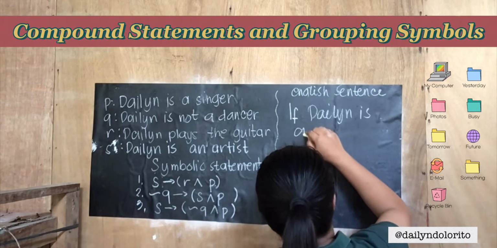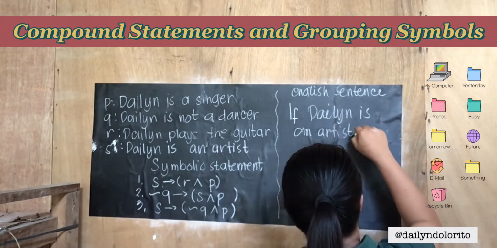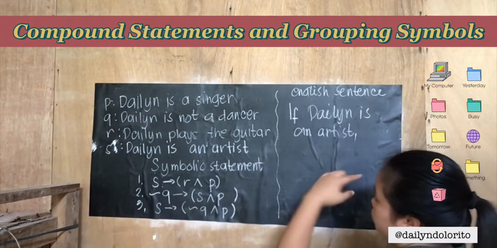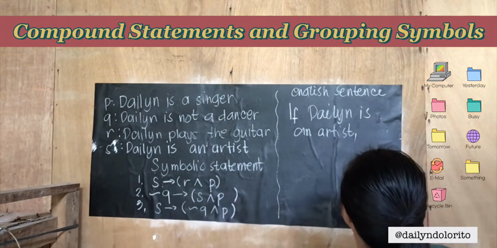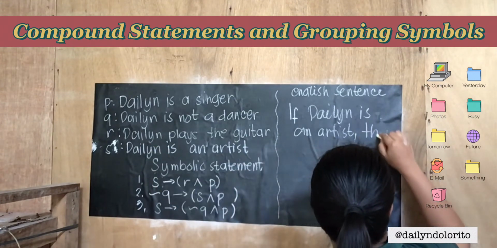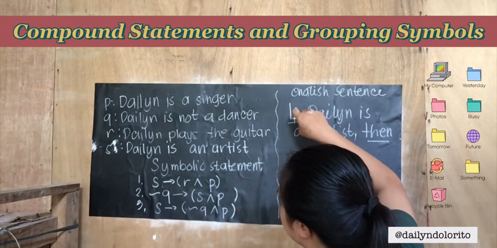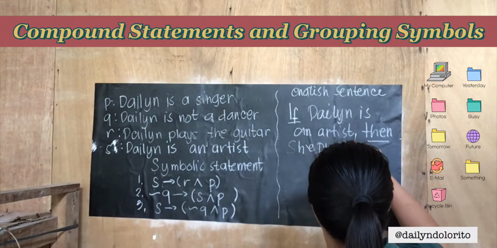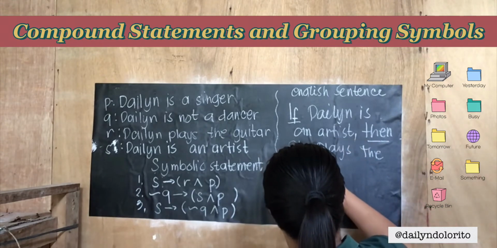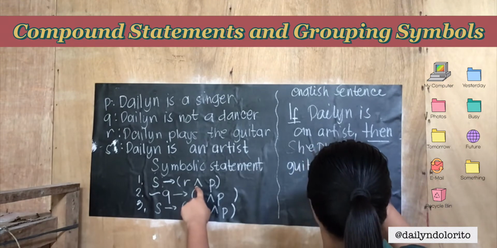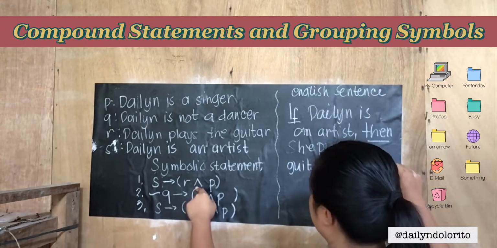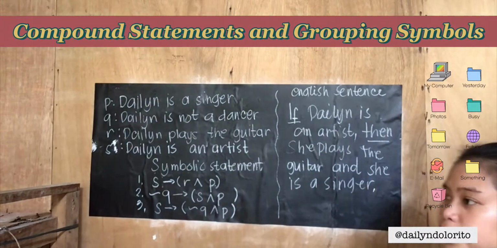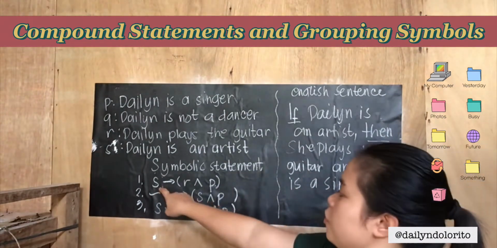If Dailyn is an artist, don't forget to use a comma, because this means that this statement is separate from the second one. Then R, she plays the guitar, and she is a singer. Period. So that is the translation in English of the first symbolic form.